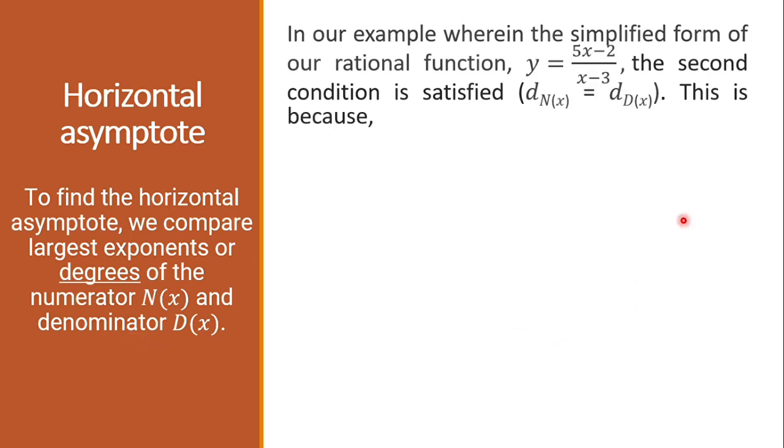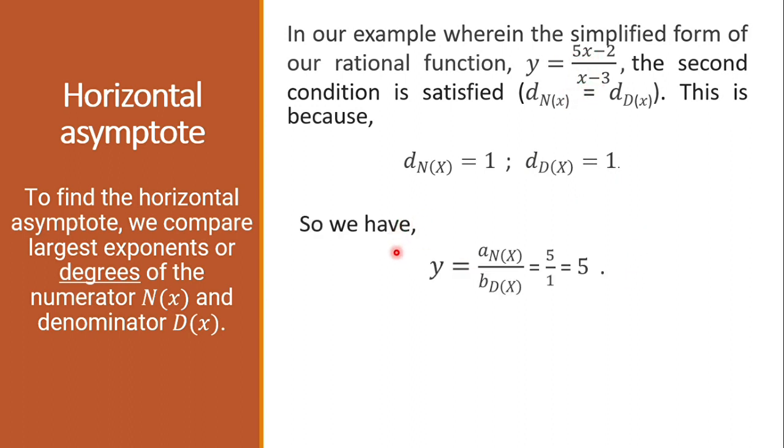Okay, so going back to our example, wherein the simplified form of a rational function is given by y equals to 5x minus 2 all over x minus 3, the second condition is satisfied. So the second condition is given here when the degree of the numerator is equal to the degree of the denominator. So this is because we can see here the degree of the numerator is 1. You can see our x value here has an exponent 1 and our denominator also has a degree of 1, which refers to this term here x.